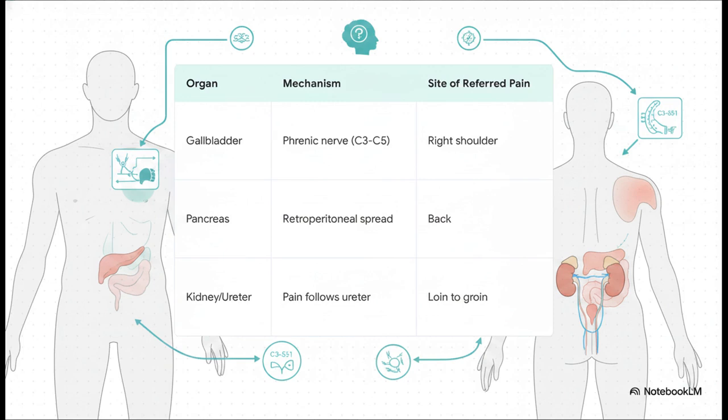Since it's a retroperitoneal organ sitting in the back of the abdomen, its inflammation signals share segments that refer pain straight to the back. And with a kidney or ureteric stone, that pain literally tracks the migration of the stone, referring from the loin right down to the groin. So referred pain isn't some random quirk. It follows a very precise anatomical map.